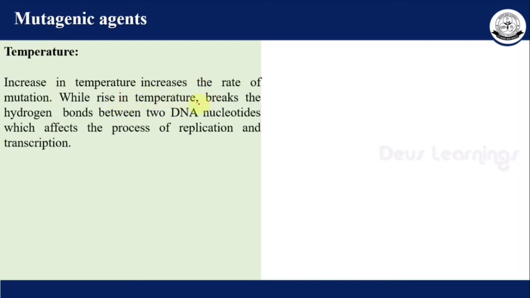Rising the temperature breaks the hydrogen bond. You know that A and T contain double hydrogen bond, and G and C contain triple hydrogen bond, right? And if you raise the temperature, there are chances they will break. And because of the breakage, a new pair will be formed that may lead to formation of mutation. Okay, that will affect replication and transcription.